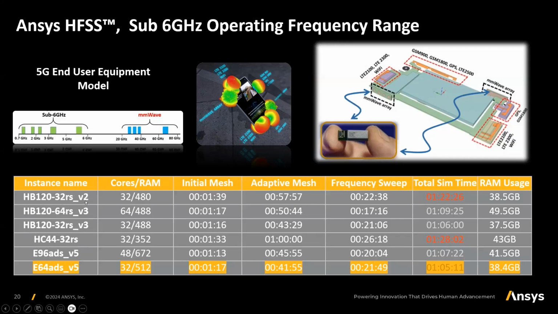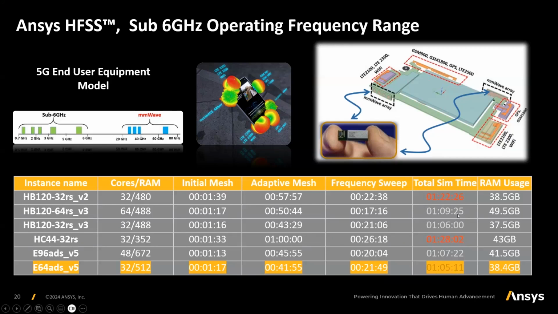So this is just another data point, which is quite interesting because we look at the total sim time here. The E64, so the memory optimized instance, is the fastest in this case. HBv3 is very close behind. So in most cases, you can't really go too wrong with HBv3. And if you picked it for this example, then you're not going to be too far off the best performance.